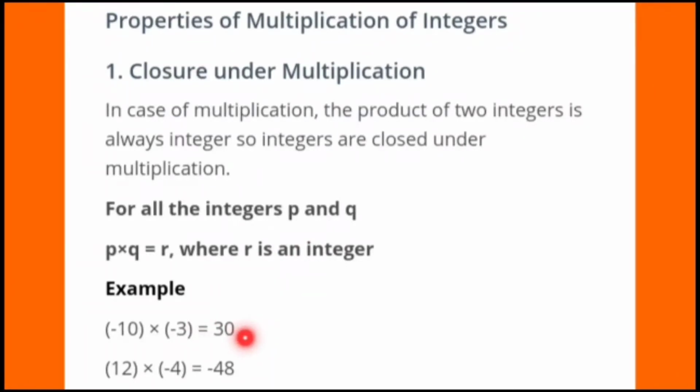So you can say integers are closed under multiplication. What's the reason? When you multiply two integers, the result obtained is also an integer. This is the general format, p into q. If you multiply any two integers, the result obtained will also be an integer.